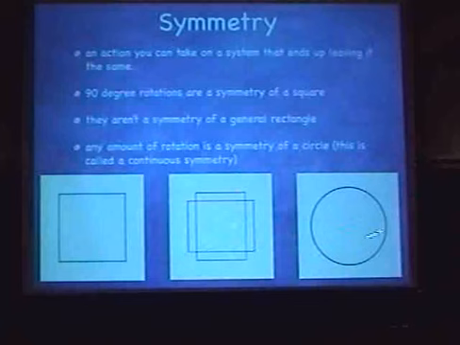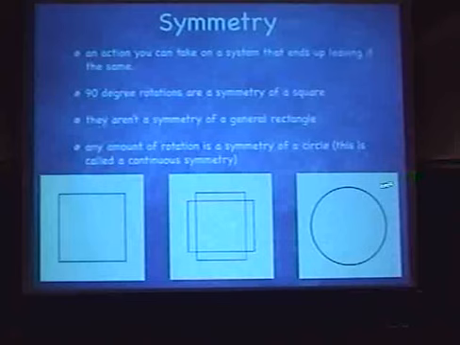On the other hand, if you have a circle, you can rotate the circle by any amount, and it'll come back to itself. That's called a continuous symmetry. And these are just a couple of definitions that are going to be useful, so keep them in mind. We know what a symmetry is, and we know what a continuous symmetry is.